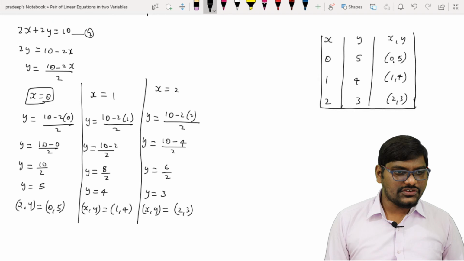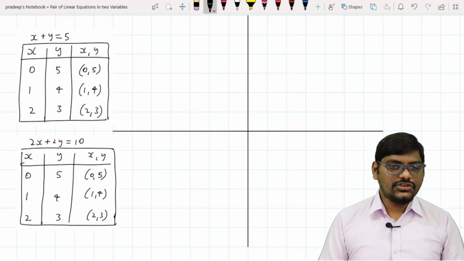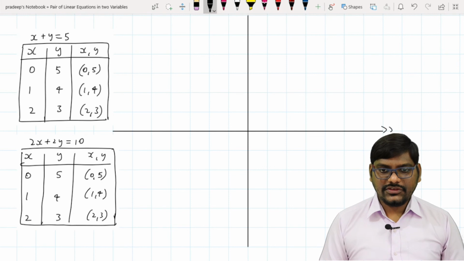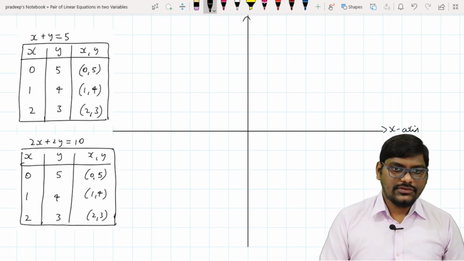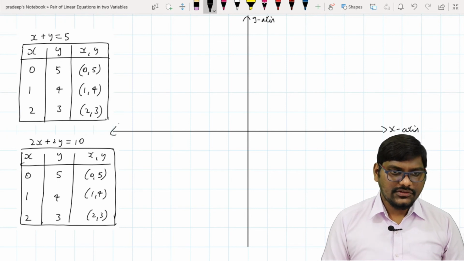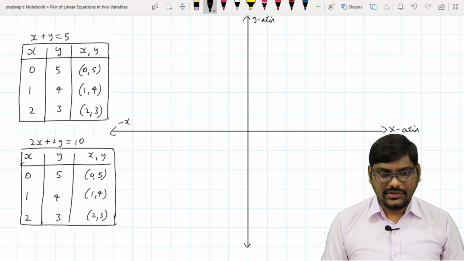So our table is ready. Alright, so which equation is this? That is 2x plus 2y equal to 10, the second equation. So let's go forward and let's try drawing the graph. Okay, so let's do the graph. So this is x-axis and this is y-axis and this is minus x-axis and this is minus y-axis.